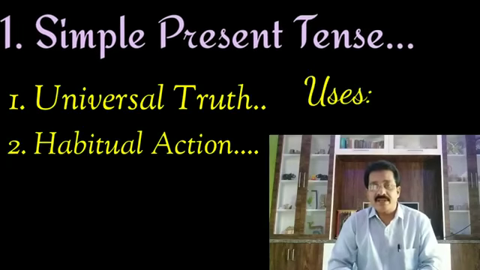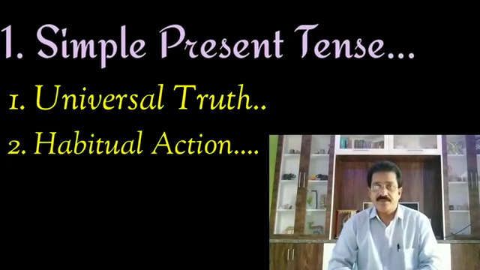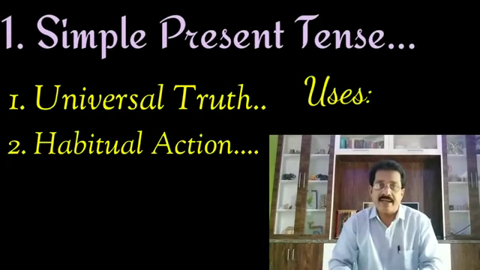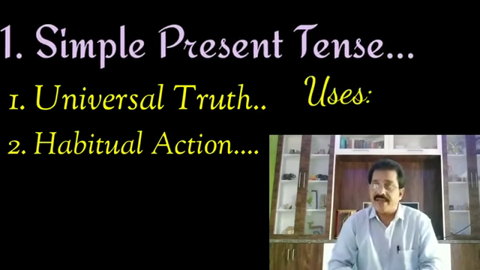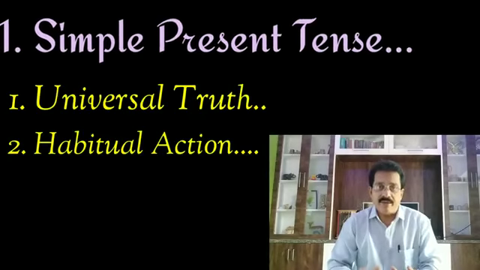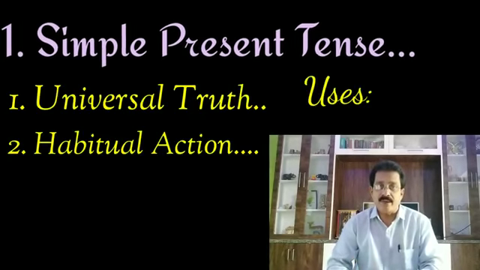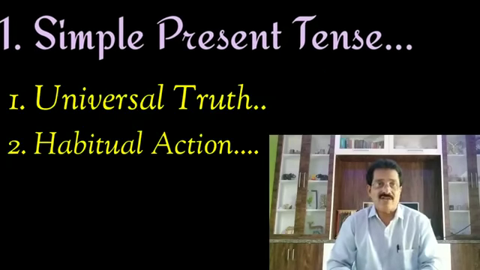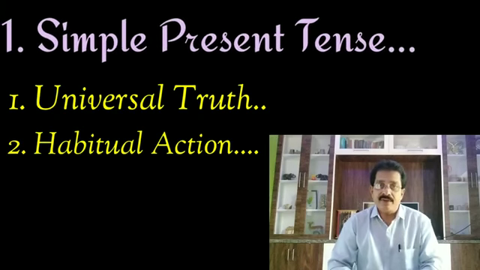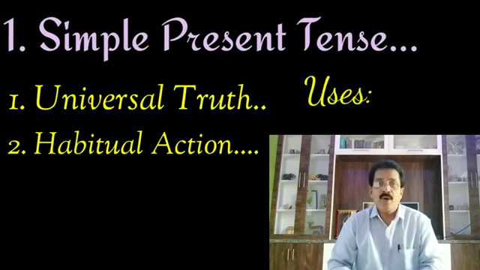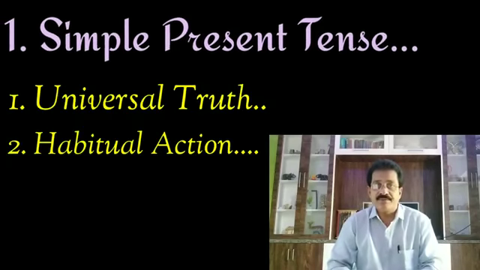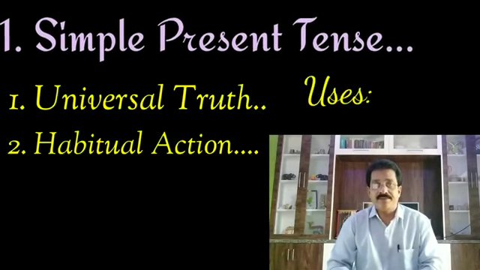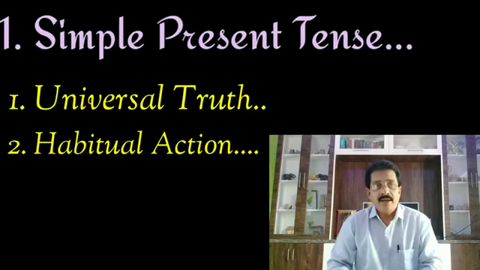Another usage of simple present is a habitual action. What do you mean by a habitual action? Habitual action is an action that is done at regular intervals. Not necessarily that you should do it daily or once in a week. So whenever you do an action at frequent regular intervals, it comes under regular or habitual action. And whenever we refer to habitual action, only simple present tense should be used. Let me give an example. He goes to school every day. A habitual action.